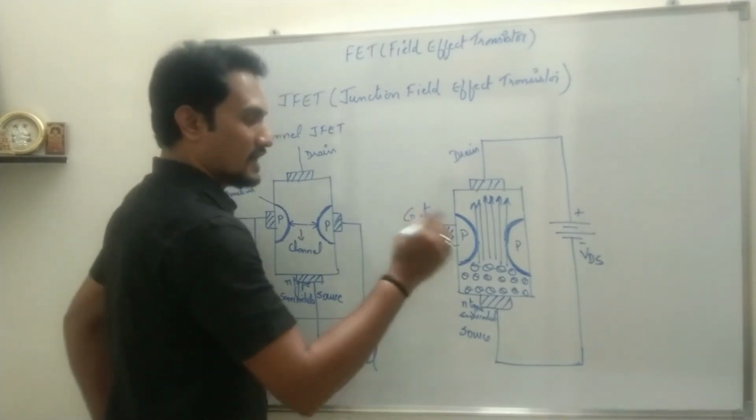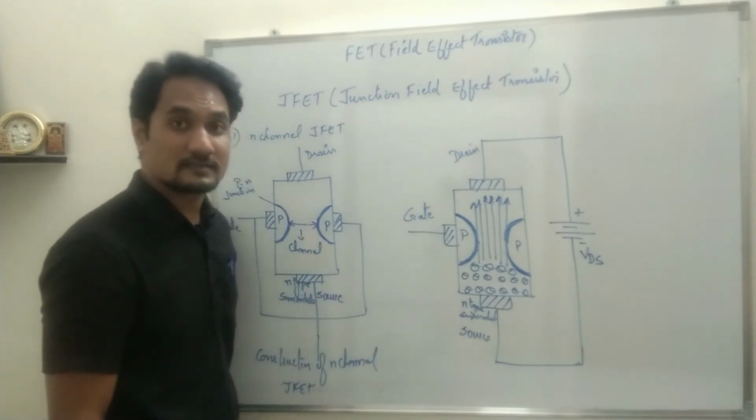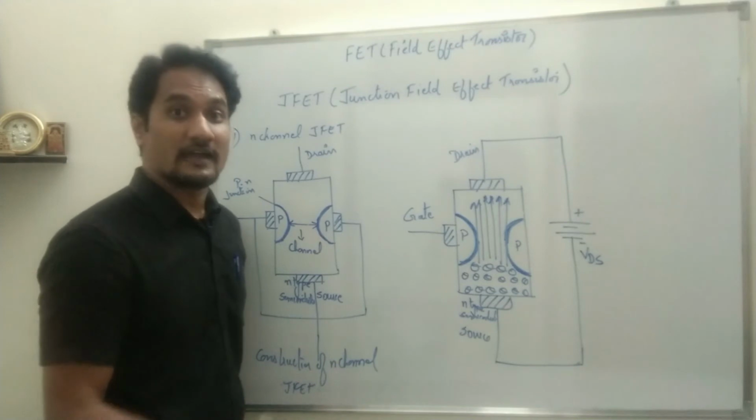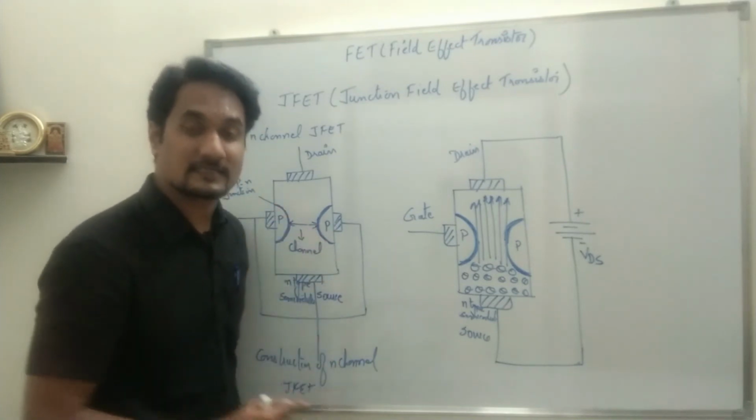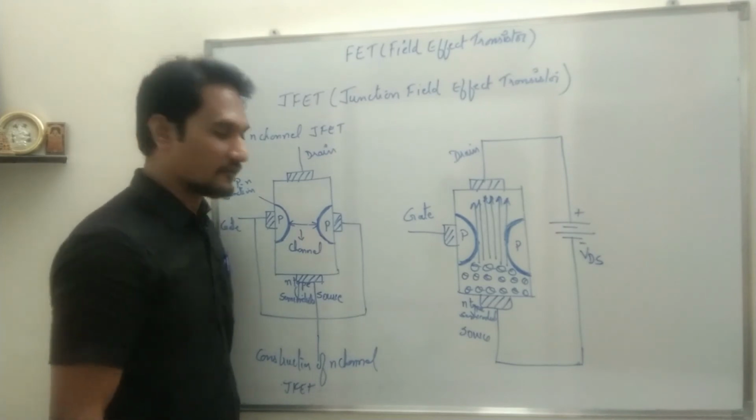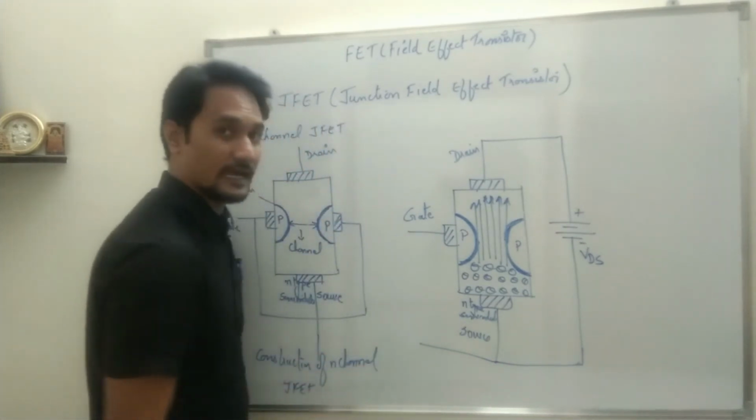Okay, now what we have to do is, of course it is a transistor, so in a transistor we have to control the current flowing through it, and that is done by an external field which has been applied. Therefore the name junction field effect transistor, and that voltage is applied between gate and source.